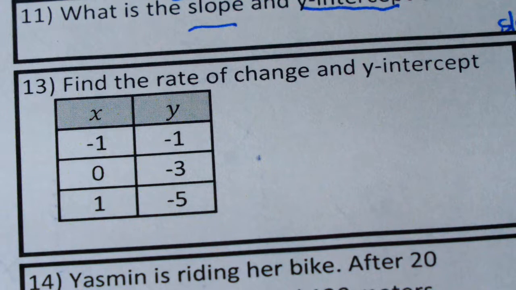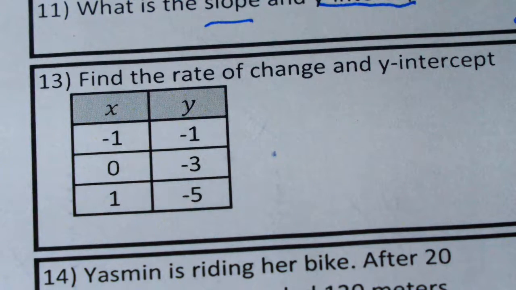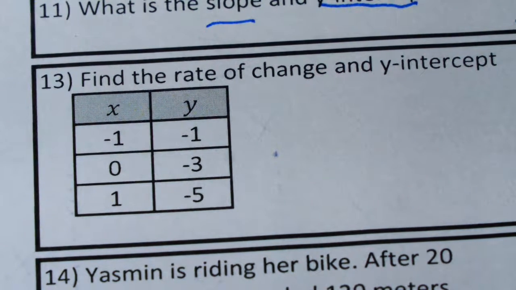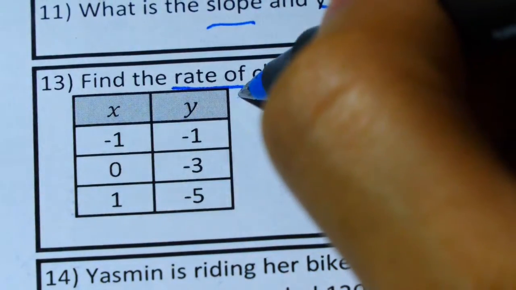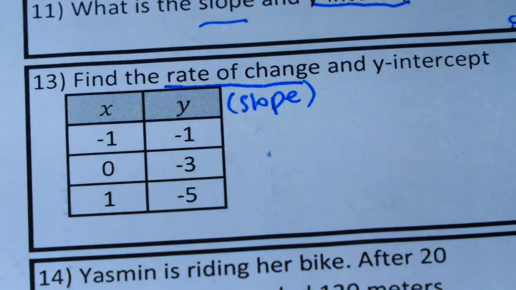Okay, this next part, we're doing the same thing, but now the question is giving us a table. I'm just showing you this so you can see the questions might show you information in different ways, but we are actually doing the same thing. So question 13, we are still finding the rate of change or the slope. How do we find the slope?